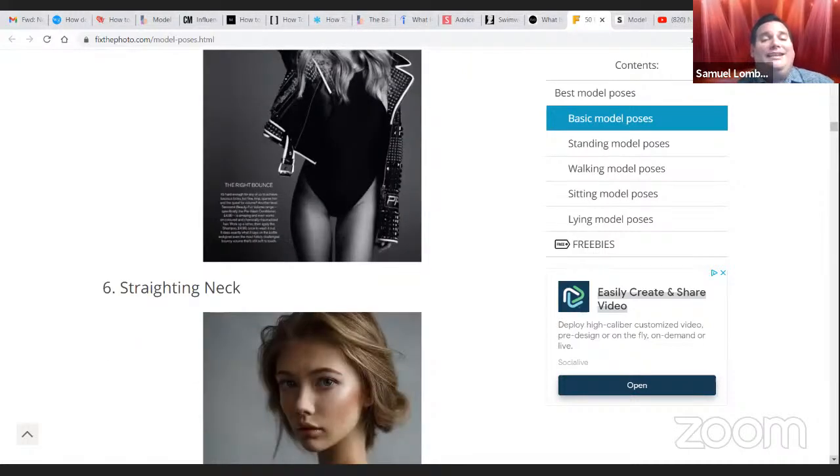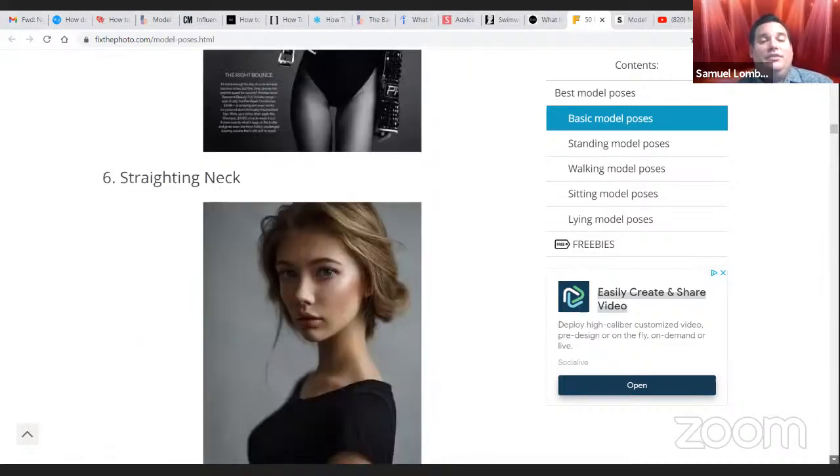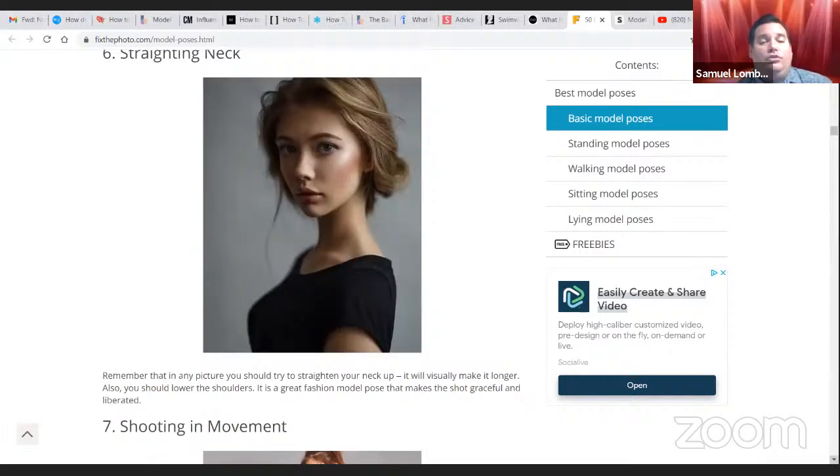Then there's the straightening neck. Remember that in any picture, you should try to straighten your neck up. It will visually make it longer. Also, you should lower the shoulders. That's what I was telling you about, because the posture will show how confident you are. You would want to make sure that you are showing that you're very comfortable, that you are very confident, and that you know what you are doing, even if you don't know what you're doing. Okay.